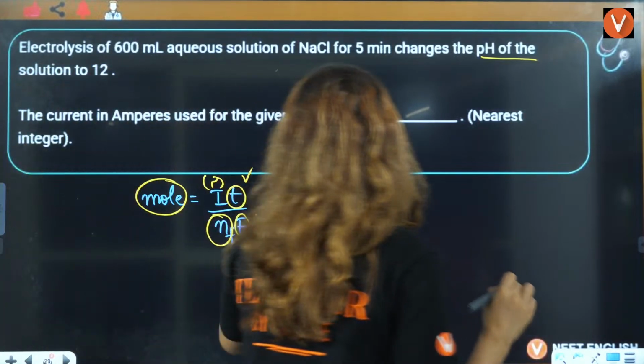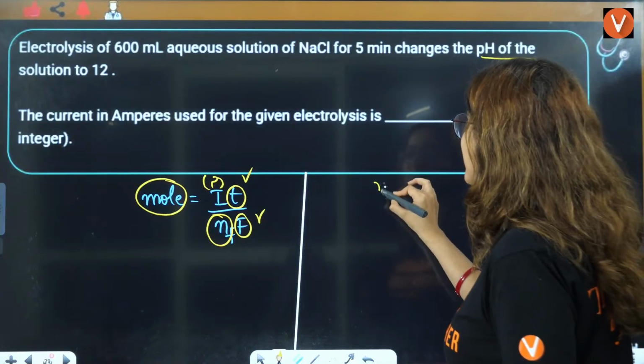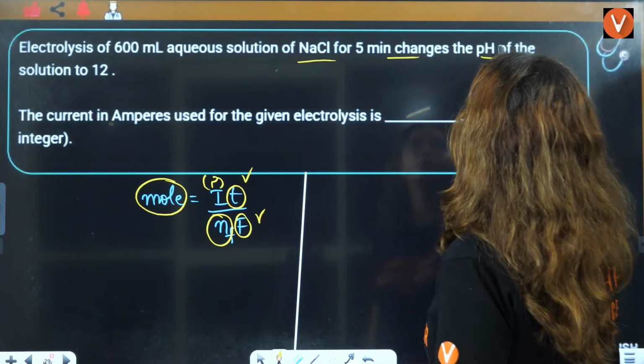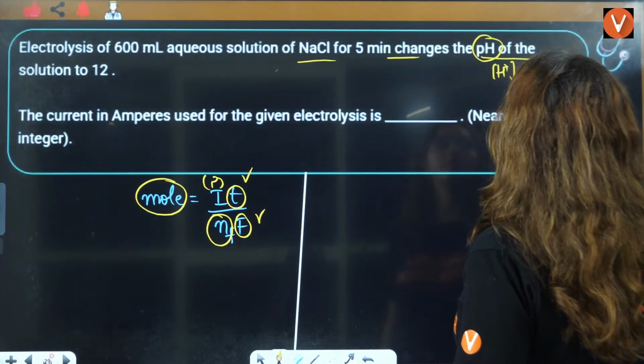Okay. So how will you calculate the moles? I'll simply give you the answer here. Tell me one thing, pH is given to you. pH means the H positive ion concentration is 10 raised to power minus 12.